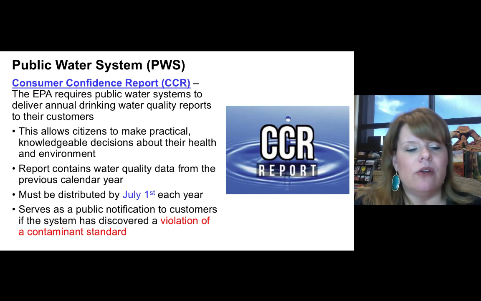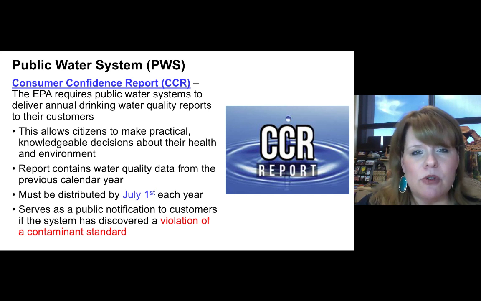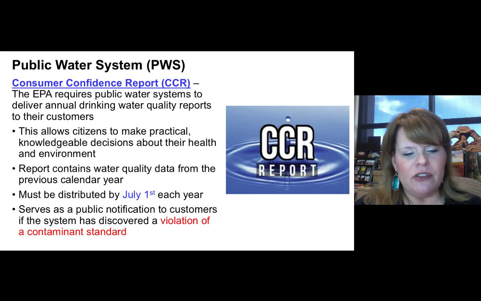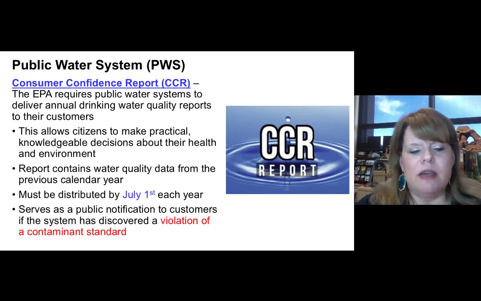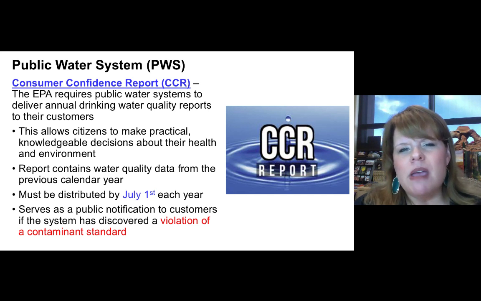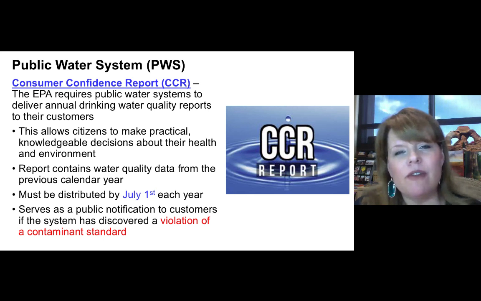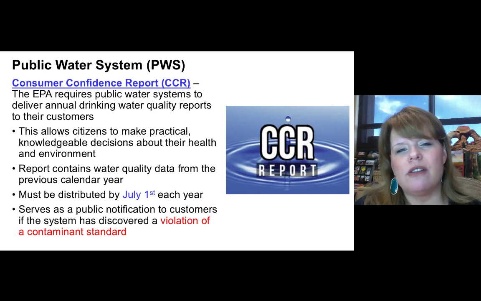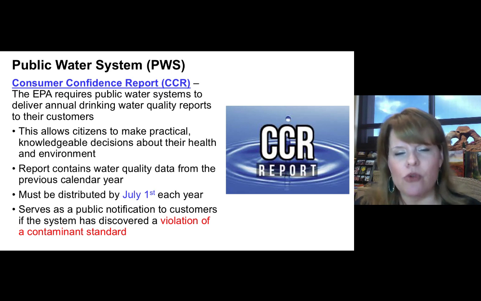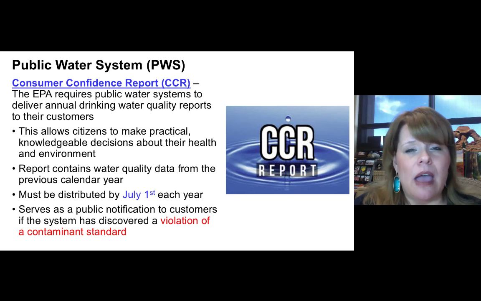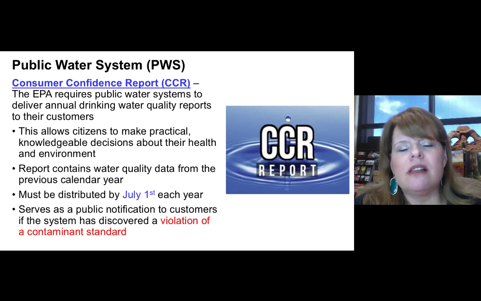And EPA requires that this report be distributed to customers no later than July 1st of every year. And it serves as a public notification to customers if a system has discovered a violation of a contaminant standard. So a system may not have a contaminant standard violation at all and they have a clean bill of health. Well, they can report that in their CCR, but they have to show what the maximum contaminant level is for every constituent they're required to test for and what their actual numbers were, whether they're below, at the threshold, or above it, and they're busting the limits.